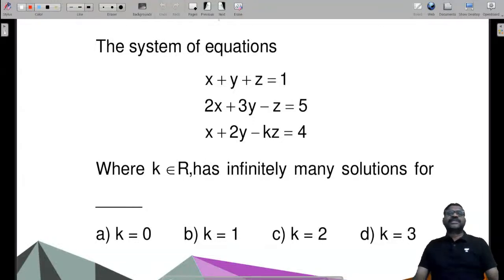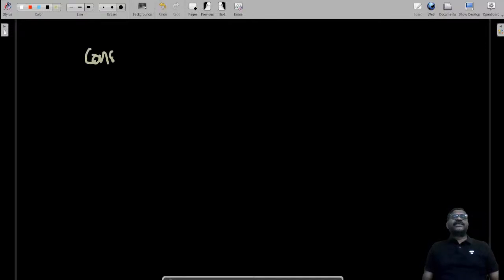Next problem, try this one. The system of equations has infinitely many solutions for what value of k? For k is equal to, sir, it is a non-homogeneous system. Whenever a non-homogeneous system is given, we have one procedure. First we have to consider augmented matrix AB.